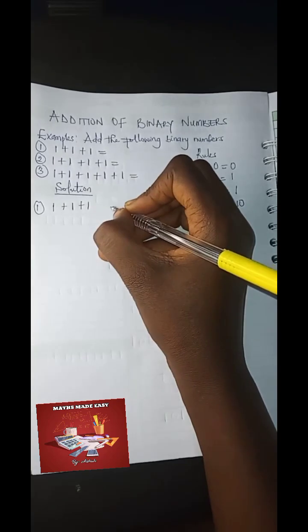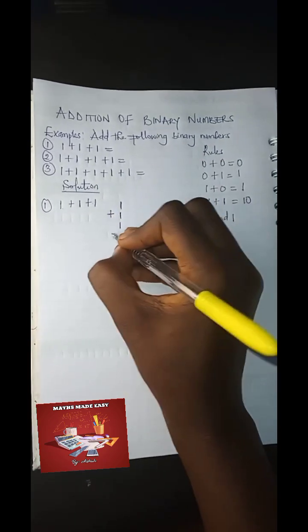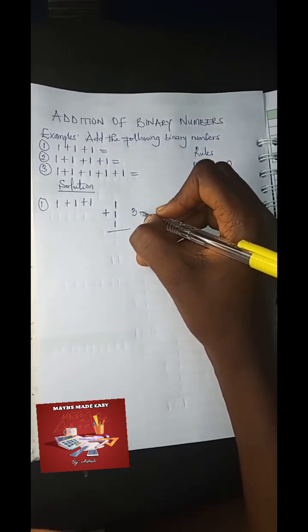So solving this, the easy way to solve this is to add the three numbers 1, 1, 1. We have 1, 1, 1 here. So we add those three numbers. 1 plus 1 is 2, plus 1 is 3, right? So we have 3. Since it's binary, so it's in base 2, we are going to divide this 3 by 2. And 3 divided by 2 gives us 1, remainder 1.